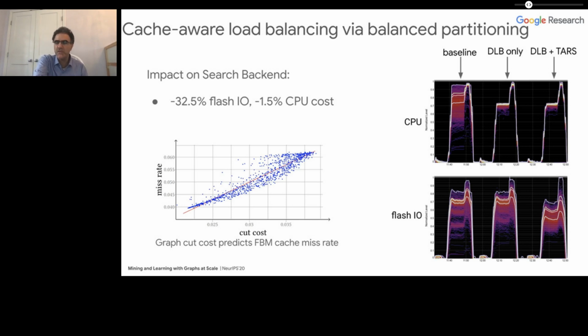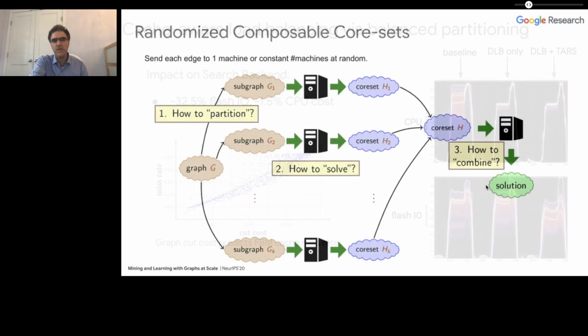And with further work, we deployed it in the real system, and we noticed that after deploying this, what we call the term affinitized replica selection algorithm, on top of another dynamic load balancing algorithm, you get in the order of 30% improvement in the flash I/O bandwidth usage in the backend of search. This was very impactful at Google.